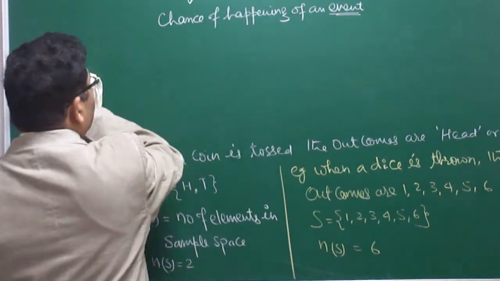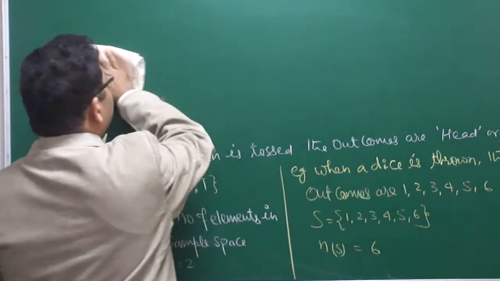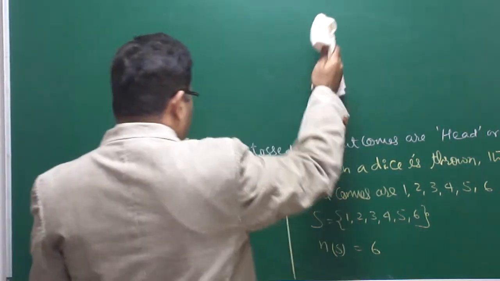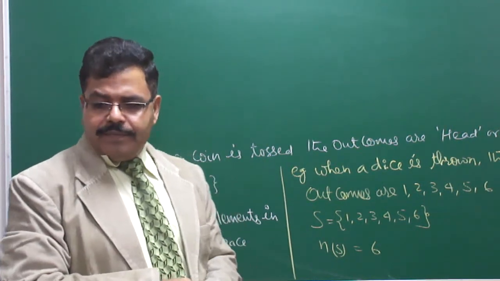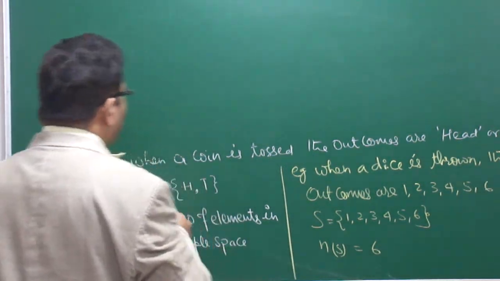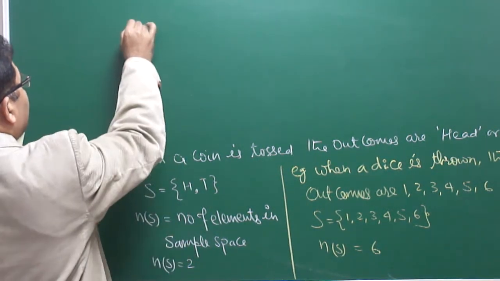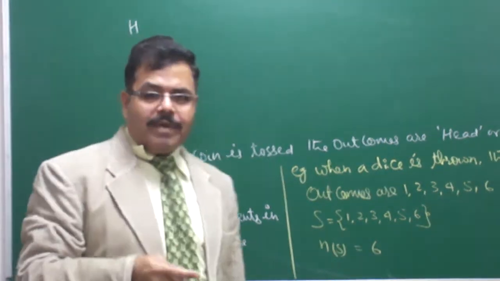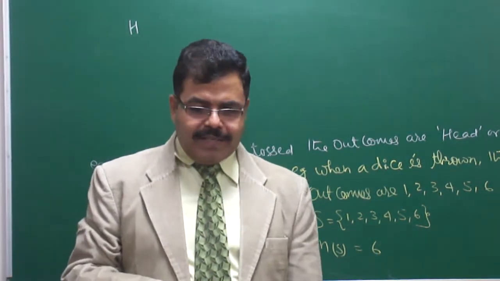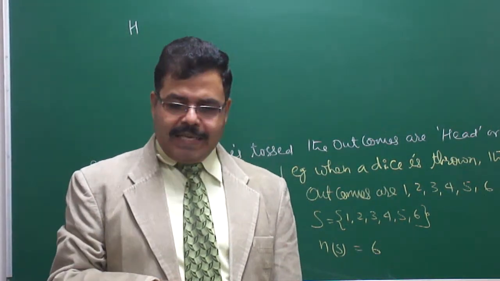Now, the number of elements in the sample space depends upon the event. Accordingly, the sample space can be described. Instead of one coin, if I toss two coins together, then the outcomes would be either... or one coin tossed two times. Think about that. What is the possible outcome? I toss a coin once and then again I toss the coin again.